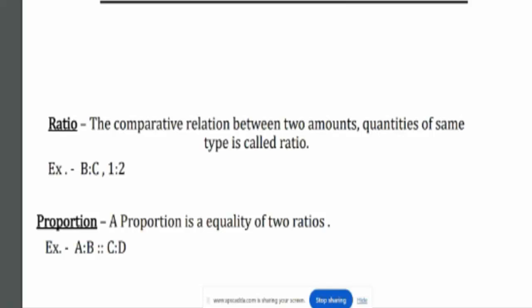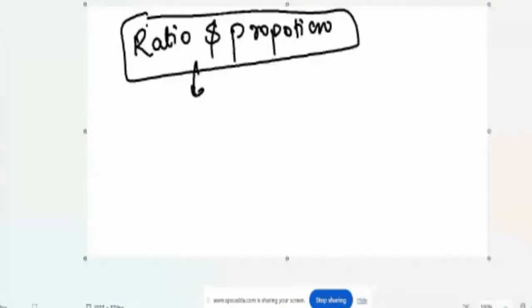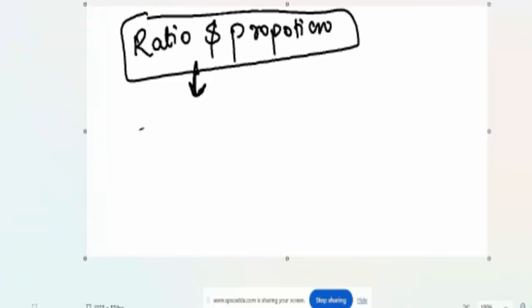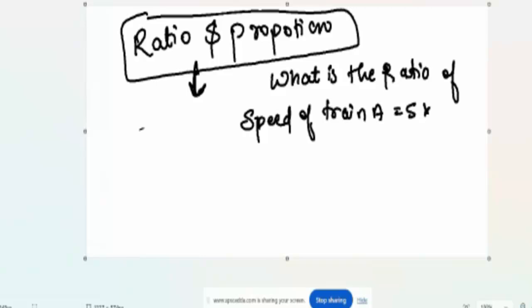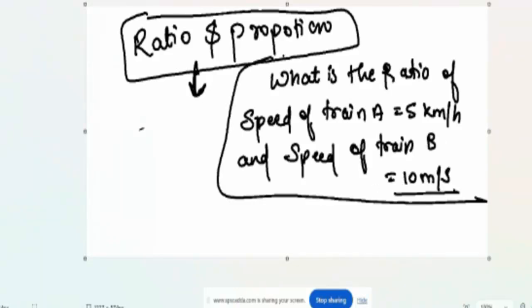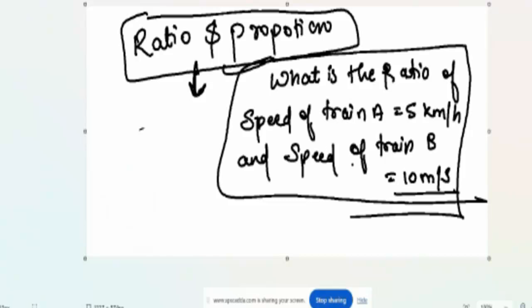Basically, ratio and proportion tells you that whenever you compare two things, like A and B, say 4 and 5 kilometer per hour, and this one is 4 meter per second. One minute. Let's assume we have a question: what is the ratio of the speed of train A, which is 5 kilometer per hour, and the speed of train B, which is 10 meter per second? Just give me a simple idea. Can we solve this question? Is the data correct? We have to find the ratio.